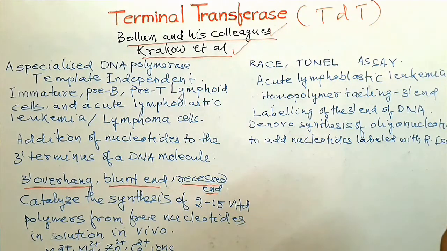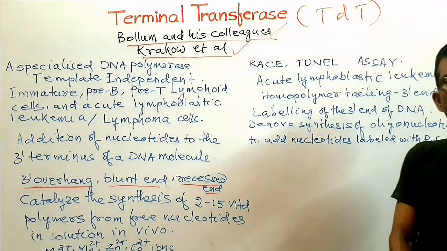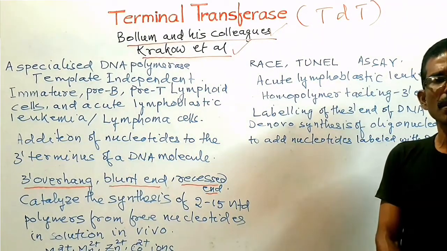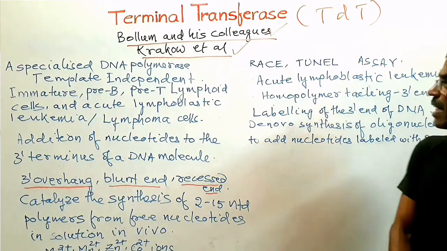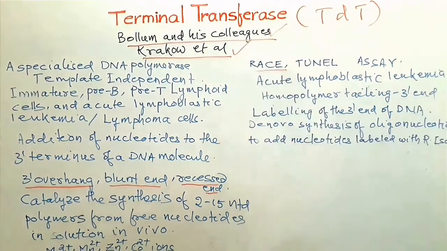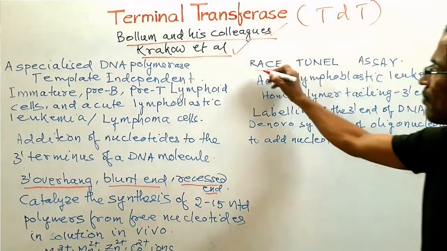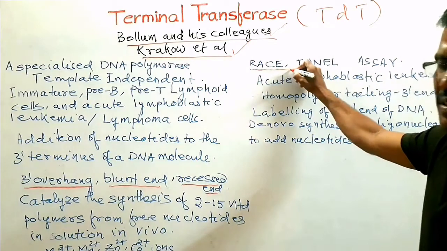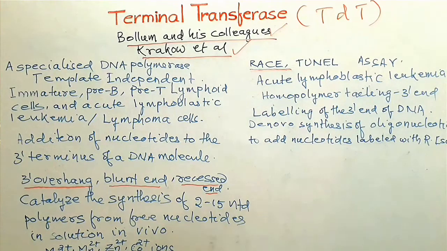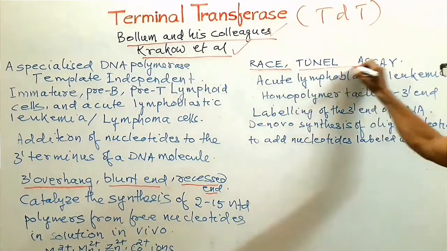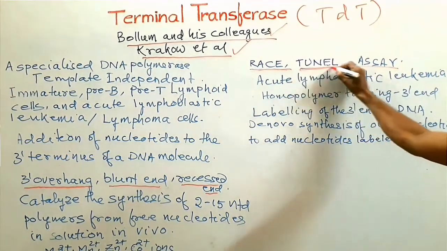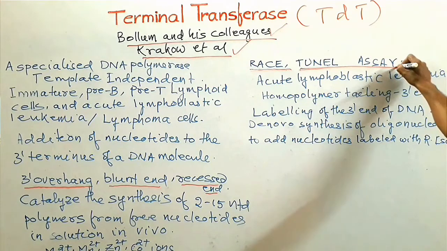Next is application. Terminal transferase has applications in molecular biology. This enzyme is useful in RACE. What is RACE? RACE stands for rapid amplification of cDNA ends. This enzyme can also be used to add nucleotides that are labeled with radioactive isotope, for example, in the case of TUNEL assay. This assay is useful for the demonstration of apoptosis.